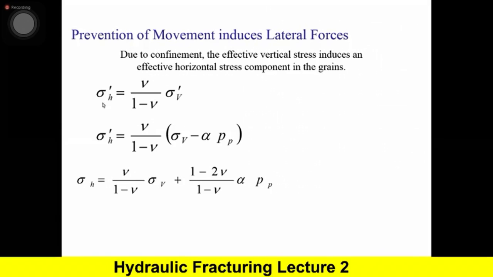Then if I substitute the definition of the effective stress, I end up getting an equation relating the total horizontal stress to the total vertical stress, and obviously pore pressure will appear, and also alpha would appear. If we were in class, I would have asked you if you remember what alpha is. It is Biot's constant.